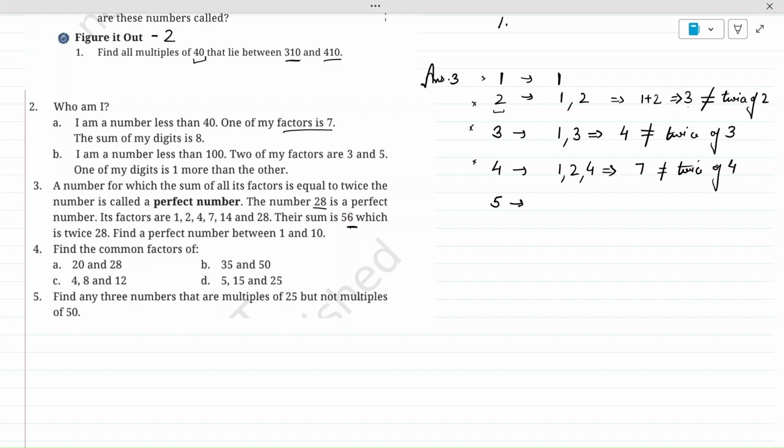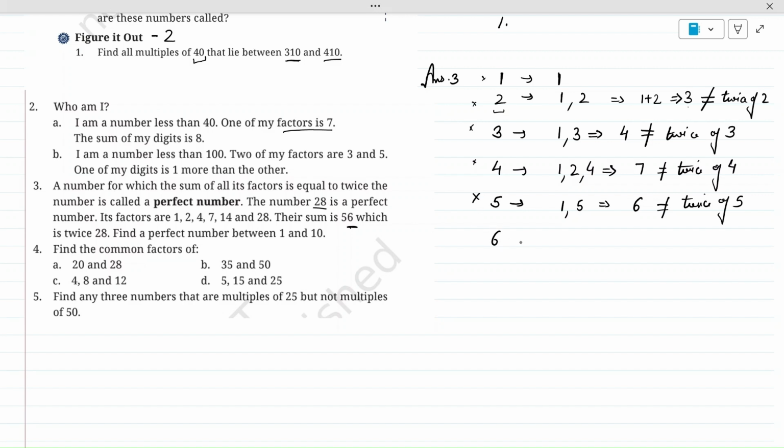Coming to 5. For 5, we have 1 and 5 as the factors. Adding the factors, we will get 6, which is again not twice of 5. That means it is also not a perfect number.